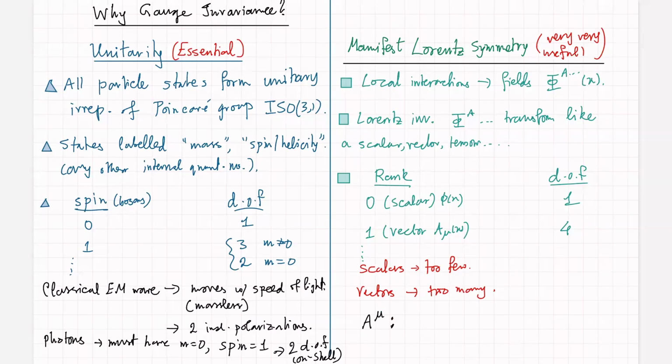Rank, loosely speaking, means how many indices it has. Do you mean the rank of a tensor? Rank of a tensor, yeah. A rank 2 tensor is a matrix.